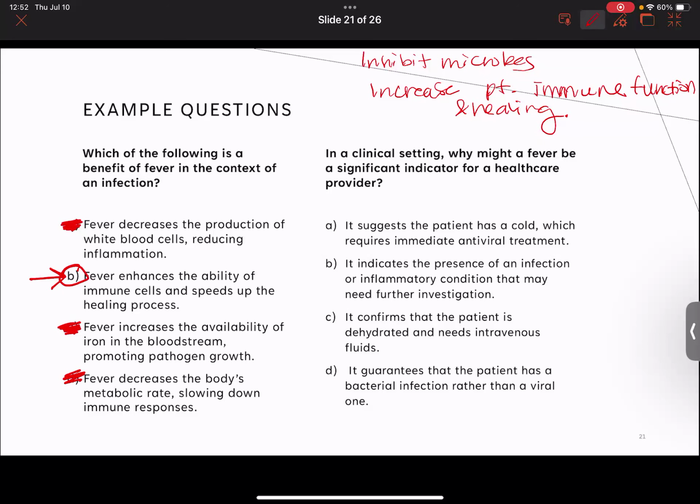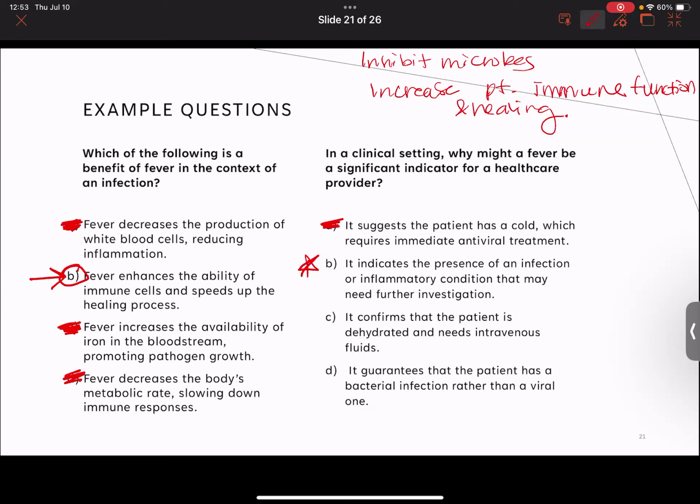In a clinical setting, why might a fever be a significant indicator for a healthcare provider? Does it suggest that the patient has a cold, which requires immediate antiviral treatment? Is that what fevers overall do for us? Of course not. That's too specific. And often, even with colds, you have very minor fevers if you have any at all, too. Does it indicate the presence of an infection or inflammatory condition that might need further investigation?